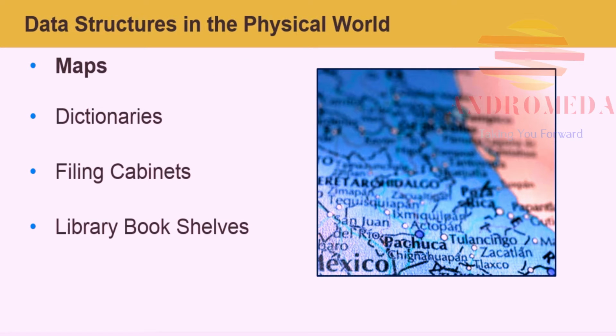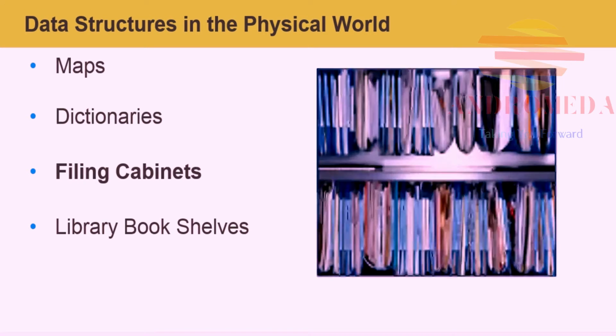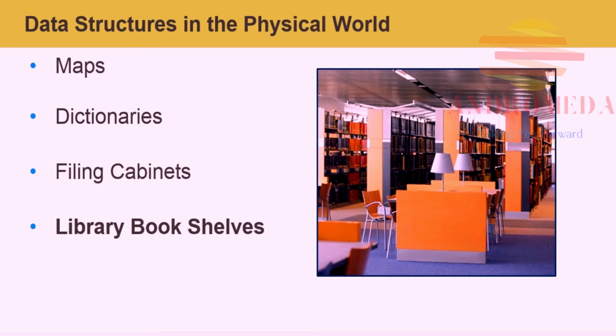Now in the physical world, we have data structures. You can think of maps as the data that represents our world, but it's projected onto a piece of paper with lines and labels. It's representation. We also have dictionaries, our basic words of our language organized in a lexicographical way for quick retrieval. Filing cabinets, how we store files in folders for quick retrieval or making it easy to add and remove files from our filing cabinets. And libraries, what does a library represent?